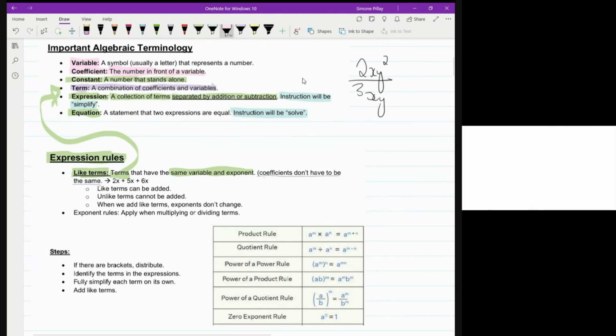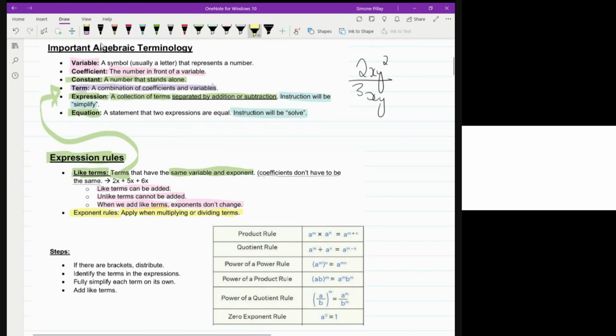Now, why is it important that we know what like terms are? Because like terms can be added, but unlike terms cannot be added. Also important is that when we do add like terms, our exponents do not change. When do our exponents change? Our exponents will change when we apply our exponent rules. And my exponent rules will only apply when we are multiplying or dividing terms.